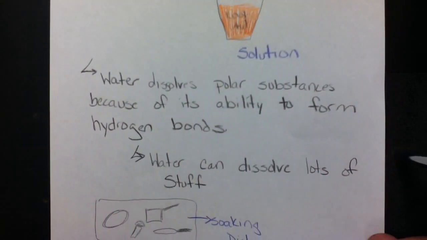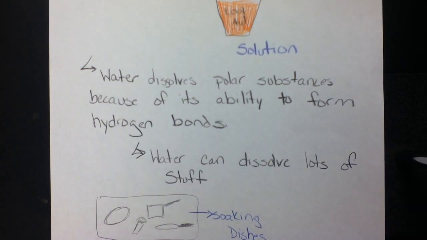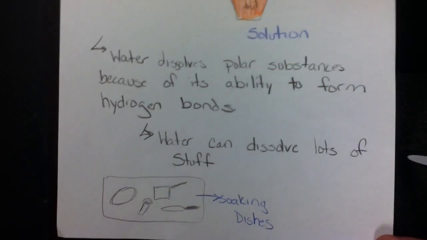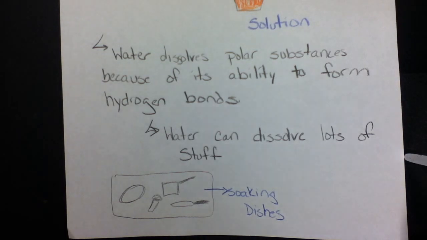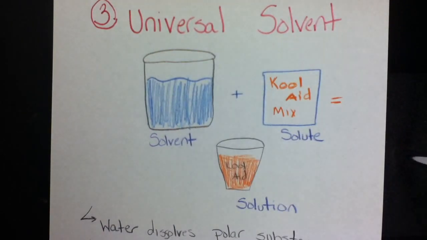Water is able to dissolve lots of other polar substances because of its ability to form hydrogen bonds. So put very simply, water can dissolve lots of stuff. One example of this is when we soak dishes in water overnight to get all the hard parts off of them. That's an example of how water is a universal solvent. It's able to dissolve lots of other polar molecules.